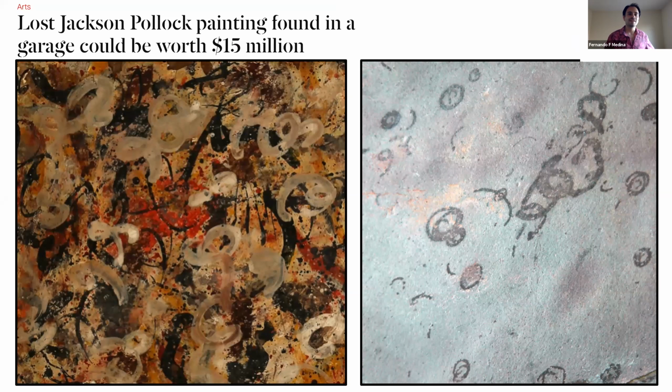A year ago, I came across this news headline that says, "Lost Jackson Pollock painting found in a garage could be worth 50 million." And when I saw the painting here to the left, while in my free time trying not to think about my thesis, I thought, oh my God, this is my $50 million thesis question. I was so impressed by the similarity of these coiled brushstrokes to one of the first fossils of possible eukaryotic life that we know of.